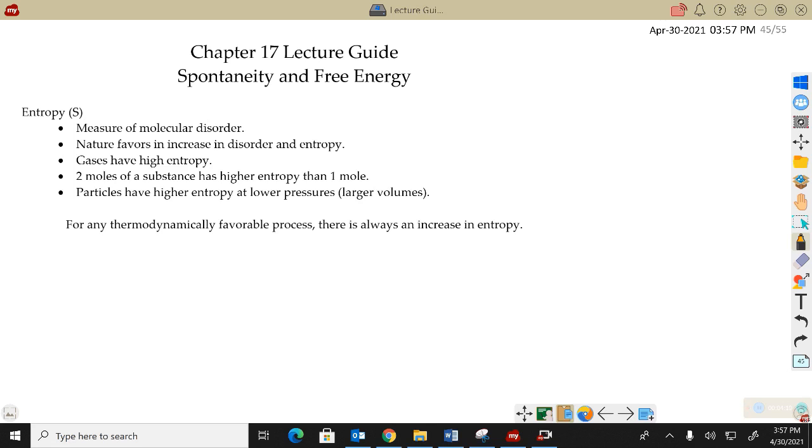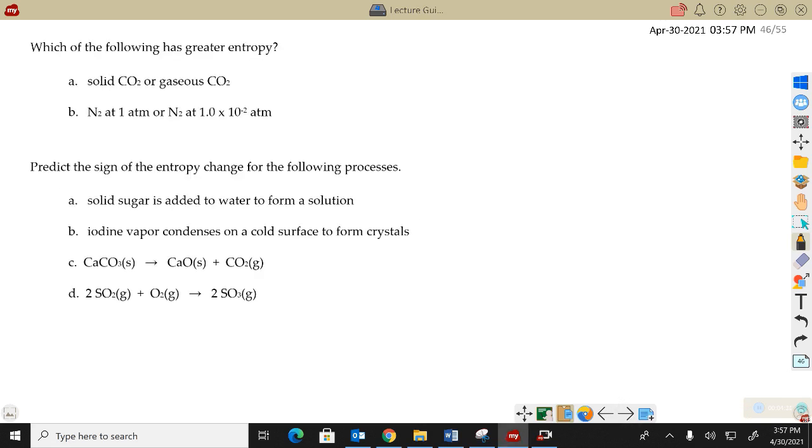Nature favors an increase in entropy. So we say thermodynamically favorable processes will have an increase in disorder. Now, here's some good examples. Which of the following has greater entropy? Solid carbon dioxide, like dry ice, or gaseous CO2? That's an easy one, right? The gas particles are more disorderly.